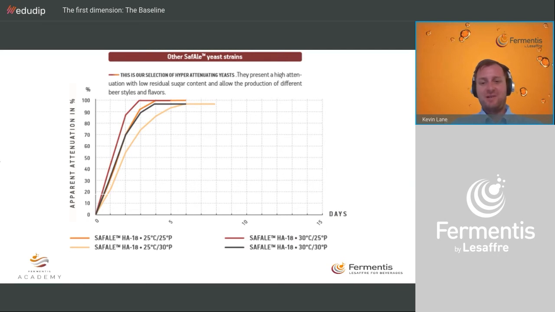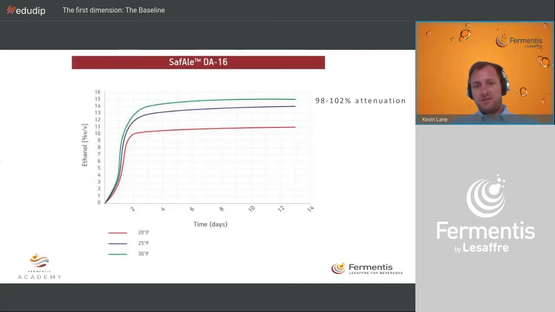It's fermenting out a 30 or a 25 Plato wort in somewhere between 3 and 6 days, reaching nearly 100% attenuation for the 30 Plato, for sure reaching 100% attenuation for the 25 Plato. It is a monster. It's very fast. It produces a lot of alcohol, can tolerate that, and can tolerate the very high gravities.